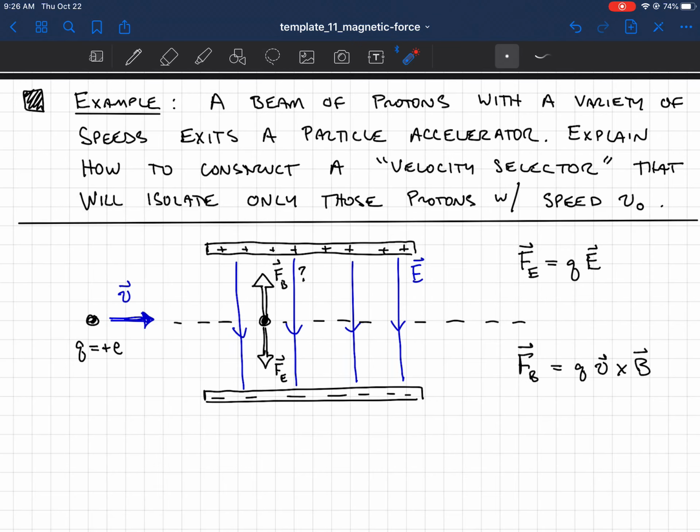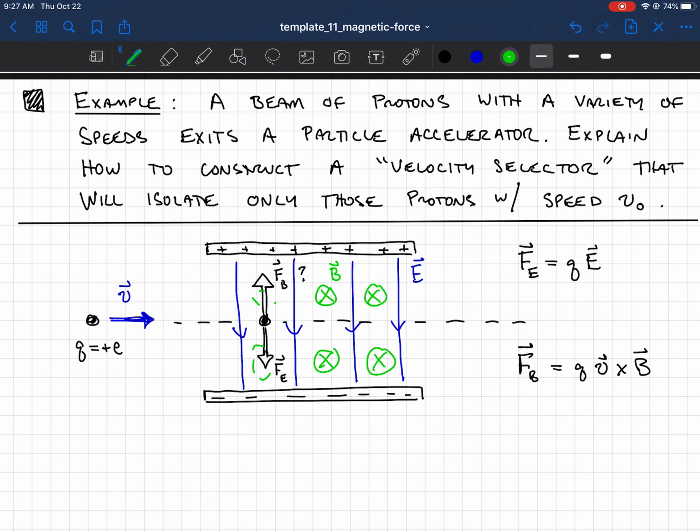What about a field that points into the page? Well, then we have V to the right, and then close your fingers down into the page, and your thumb then points up the page, and that's exactly what we want. So it turns out that the magnetic field that will work in this situation is a field that points into the page, and it should really be everywhere. So it's a uniform magnetic field that points into the page. Let's check ourselves again. V to the right, 3 o'clock with your right hand. Close your right hand into the page, and your thumb is pointing up the page. That will be the force that we want.